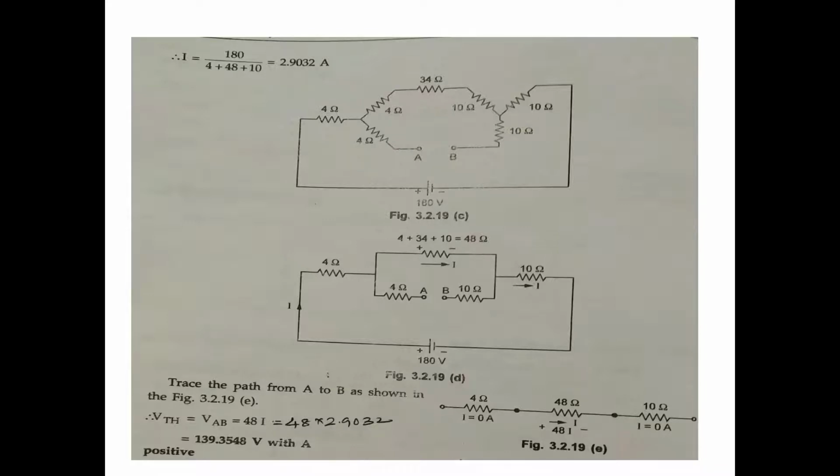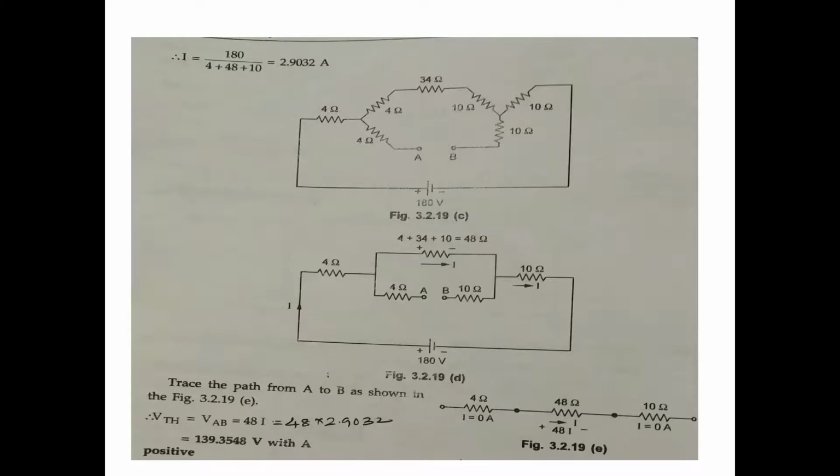The current is 180 by R. What is R? 180 divided by R, where R is 4 plus 48 plus 10. This is 4, this is 10, next this is 48. The answer is current 2.9032. Like this, 4 plus 34, 10, 48. 4 plus 10 is 14. The remaining 4 and 10 stay as they are. Now you calculate the current.